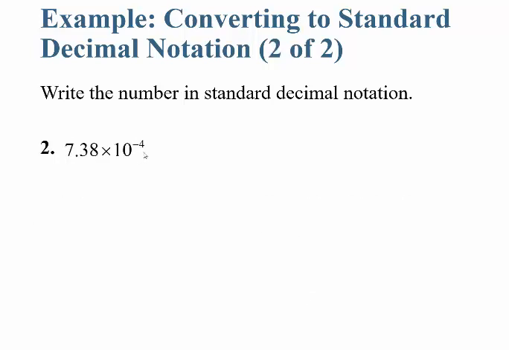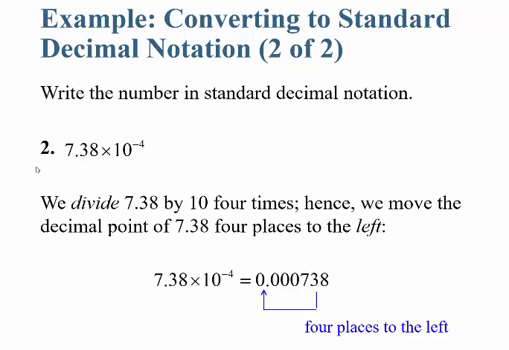Now here, write this number in standard decimal notation. Notice how it's -4. So we're going to move the decimal to the left. 1, 2, 3, 4 places. So when you do that, watch. It was here. You go 1, 2, 3, 4. So I had to fill in 3 zeros here.